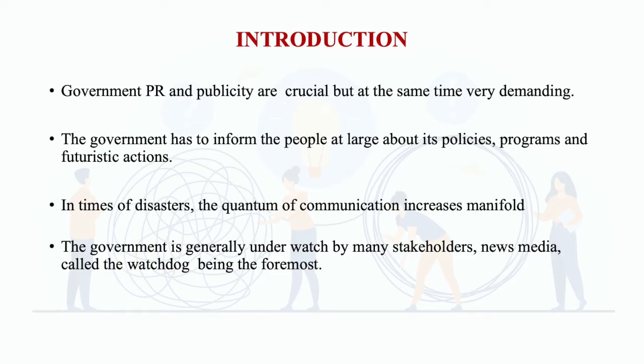The government is generally under scanner or watched by many stakeholders, news media called the watchdog being the foremost. Though government and media are two different entities, the media is called the fourth estate in a democracy. What are the three other estates? The executive, the legislature, and the judiciary. And the fourth estate is that status given to the media in its watchdog function. Because when the three function, there has to be an independent interpreter of what is happening, so that it is expected of the news media to give, without fear or favor, information to the people at large about the functioning of these three estates.